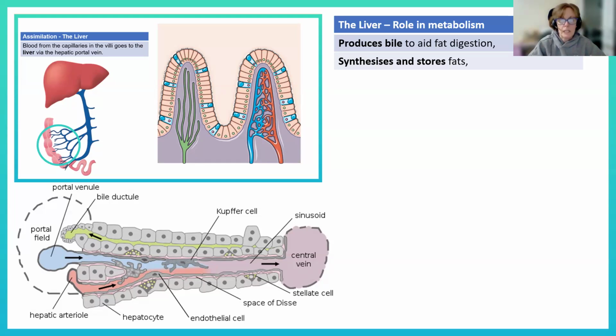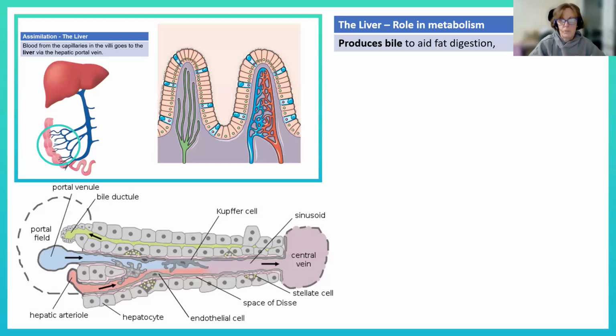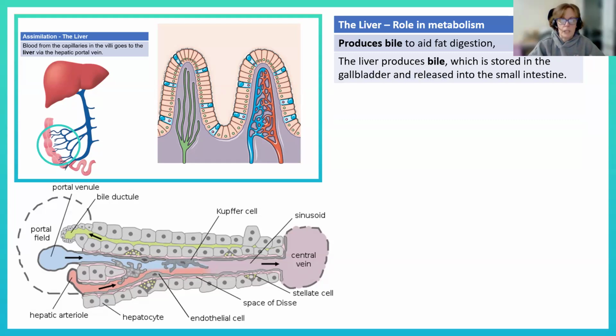Another important role is it helps to synthesize and store fat, and it will also break down fats for energy. If we haven't eaten enough carbohydrates, we can break down fats for energy. It also regulates cholesterol and lipoproteins in the blood. So that's quite important in terms of what our blood looks like if we've been eating lots of fat and things, and also to keep levels as they should be of certain types of lipids.